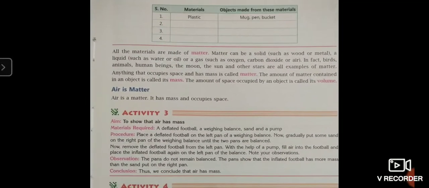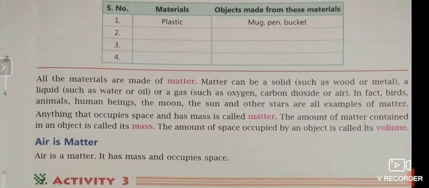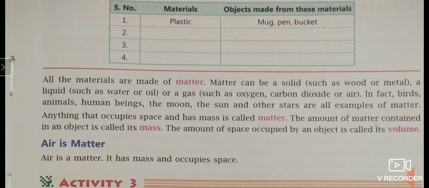If you see on the next page of your book, there are materials and objects made from these materials. Like from plastic, you can make mug, pen, bucket. From wood, you can make chair, table, desk. From paper, you can make notebook, textbook, craft material. So all the materials are made up of matter.